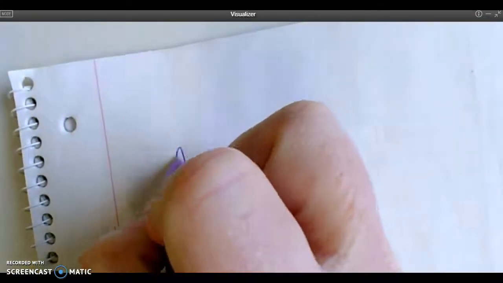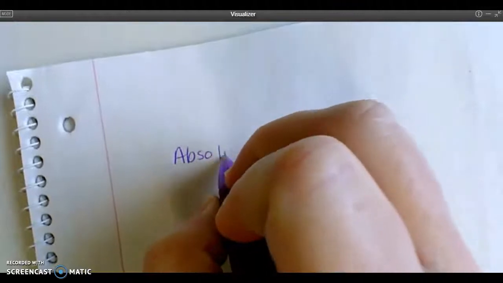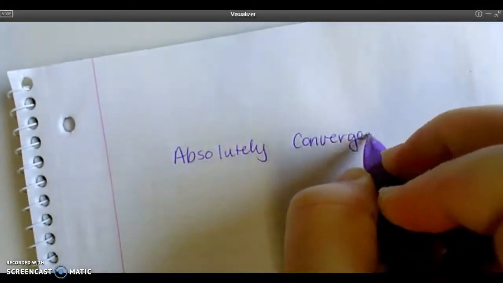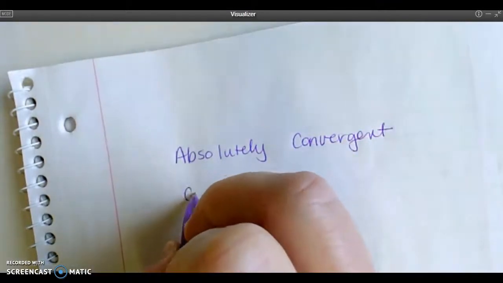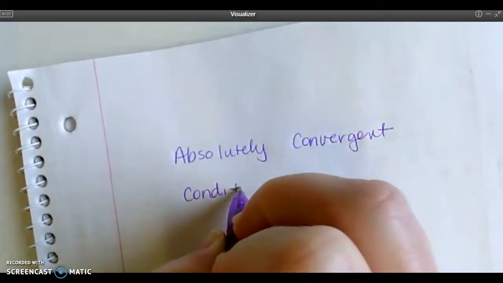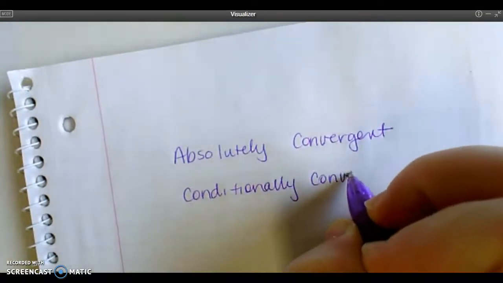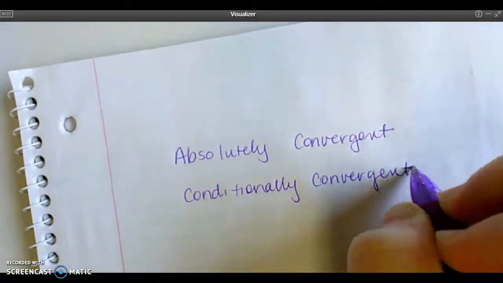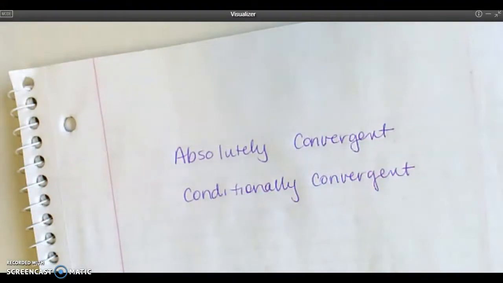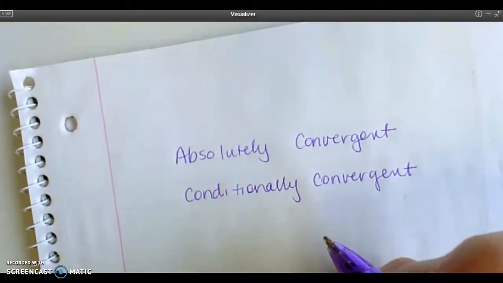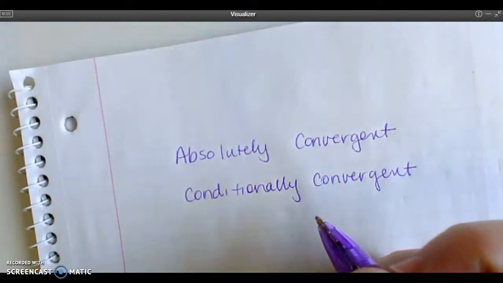Okay, we're going to be talking about absolutely convergent and conditionally convergent. So when you have a series, if it converges normally, then to figure out if it's absolutely convergent, you also want to figure out if the absolute value of it converges.